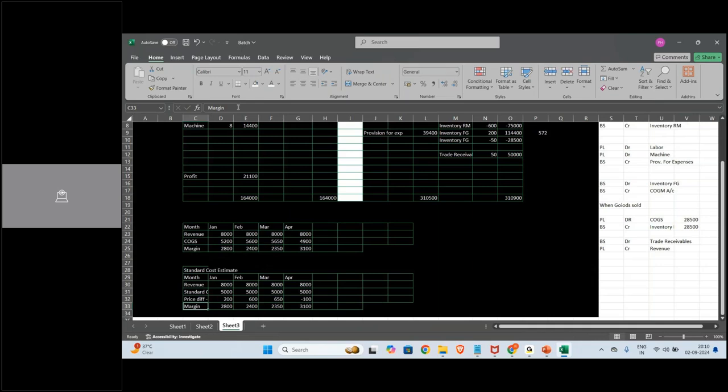I slightly went to this topic. Price difference is based on input price variance only. If I agreed to buy something at, let's say, 32 rupees per unit and I bought it at 36 rupees, the 4 is the variance.